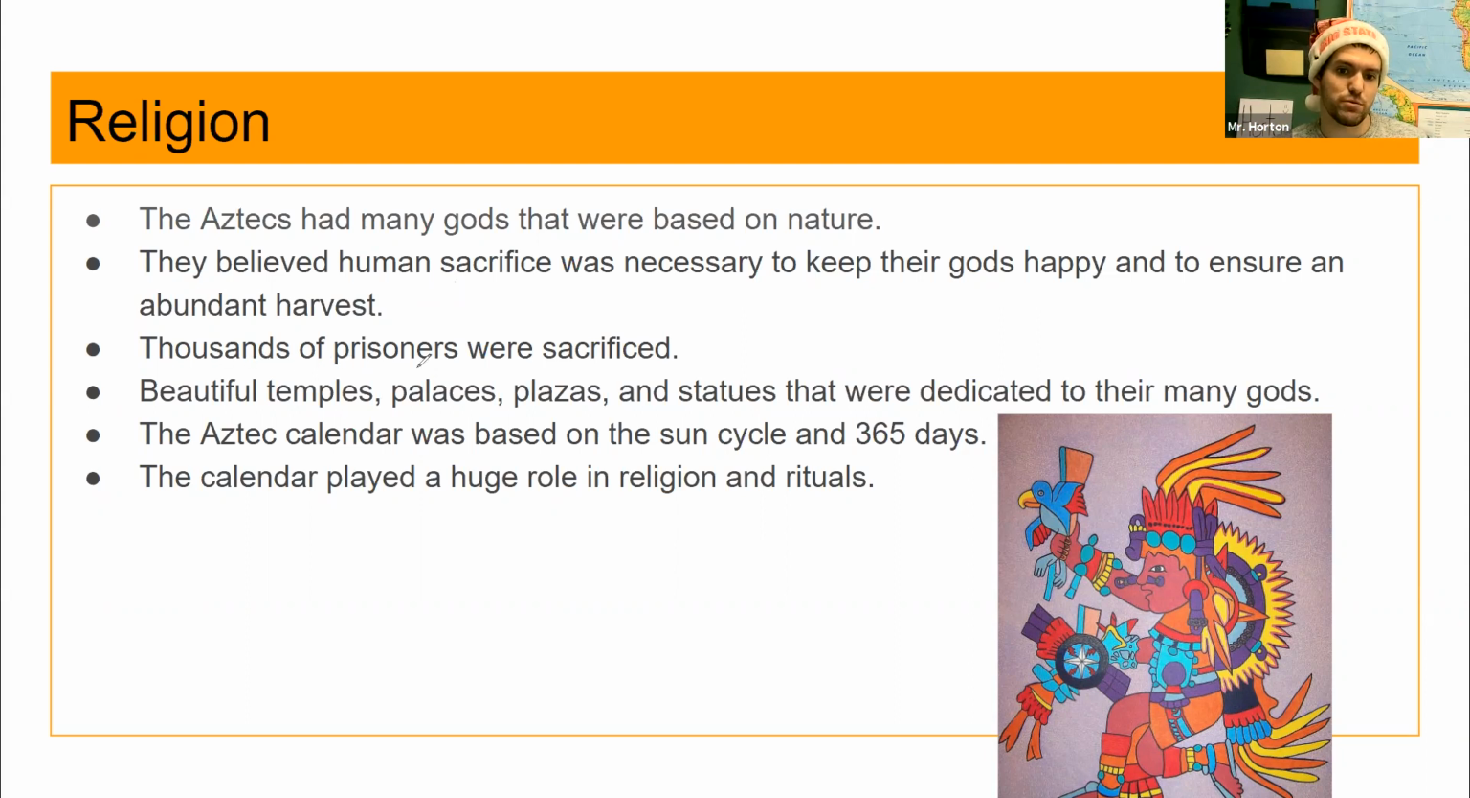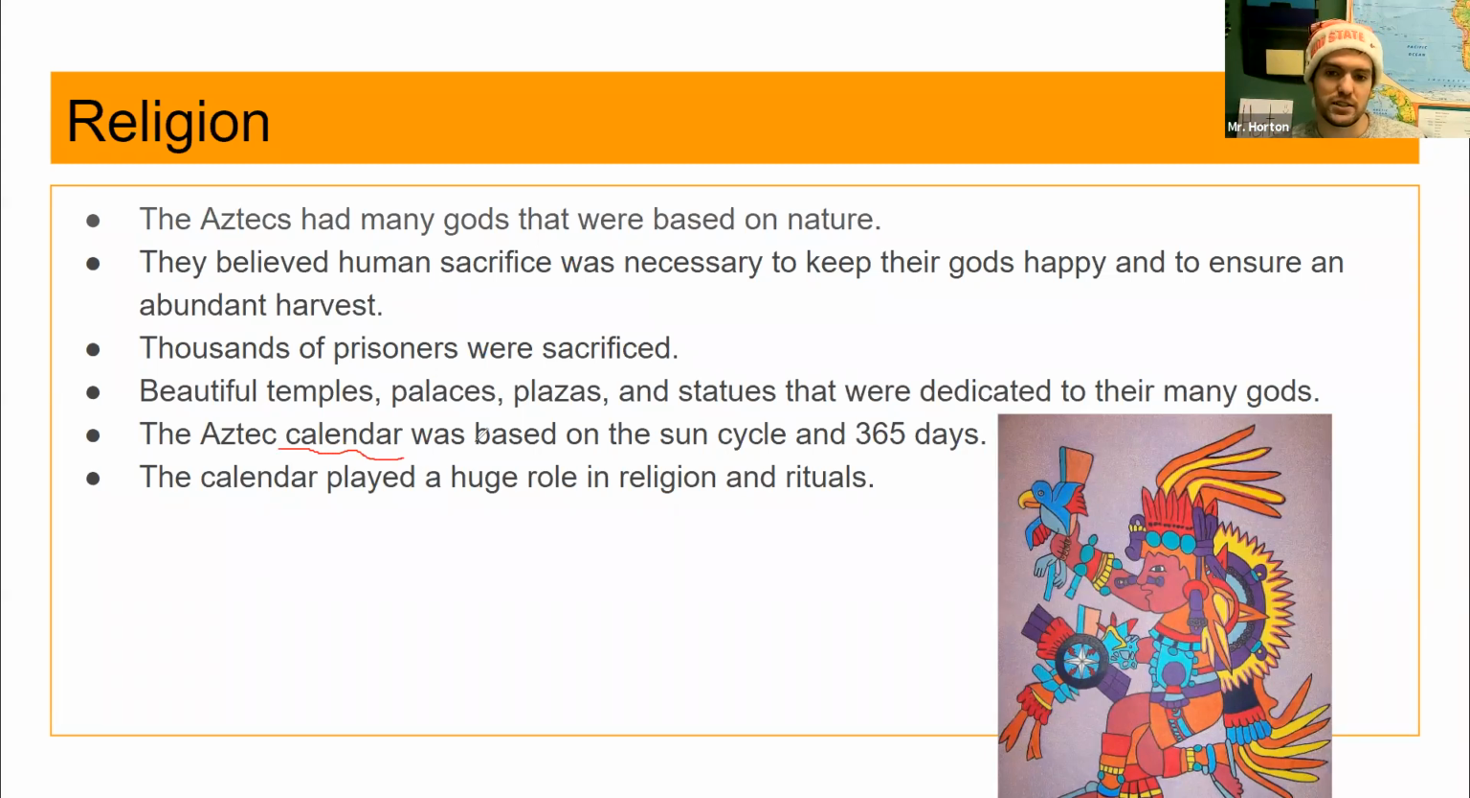And they had thousands of prisoners who were sacrificed as well. So if you were captured in war and were not put into slavery, then you were also part of the human sacrifice, to keep the gods happy. And they built these beautiful temples, palaces, plazas, and statues that were dedicated to their many gods. But the main center of their religion was the Aztec calendar. The calendar was the central part of their religion.